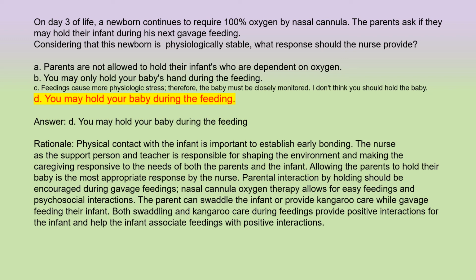Parental interaction by holding should be encouraged during gavage feedings. Nasal cannula oxygen therapy allows for easy feedings and psychosocial interactions. The parent can swaddle the infant or provide kangaroo care while gavage feeding their infant. Both swaddling and kangaroo care during feedings provide positive interactions for the infant and help the infant associate feedings with positive interactions.